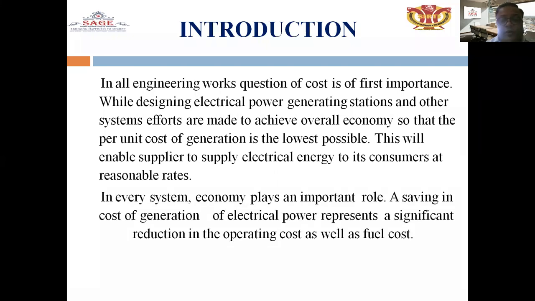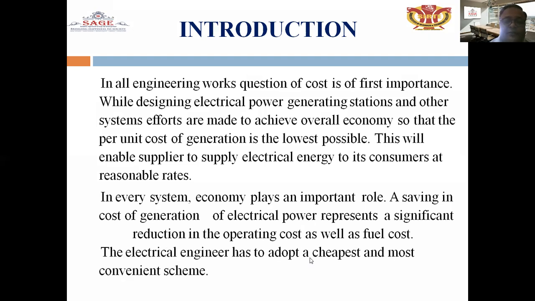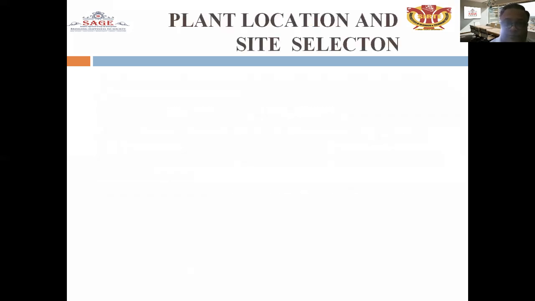In every system, economy plays an important role. A saving in the cost of generation of electric power represents a significant reduction in the operating cost as well as the fuel cost. So in all the parameters required, payment is the important parameter. This has to be done so that electrical power is produced at a very nominal charge. The electrical engineer has to adopt the cheapest and the most convenient scheme.